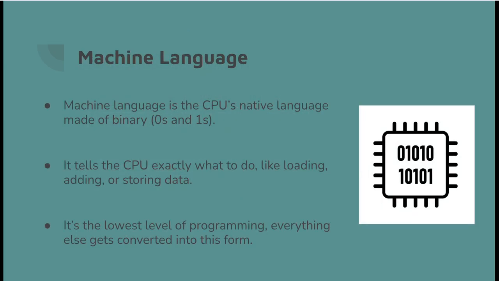So machine language is basically the raw instructions the CPU actually works with. It's all ones and zeros, and that's how the computer understands what to do. Any code we write, like C or Python or whatever it is, eventually gets turned into that. Machine language tells the CPU things like load this number, add these values, or store this result. It's the most basic level everything runs on.